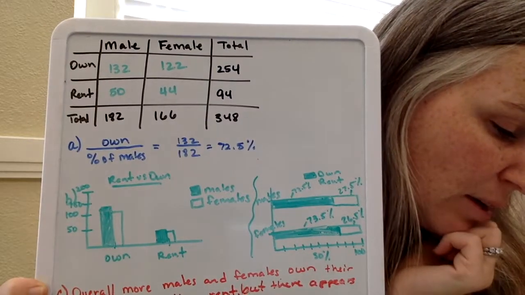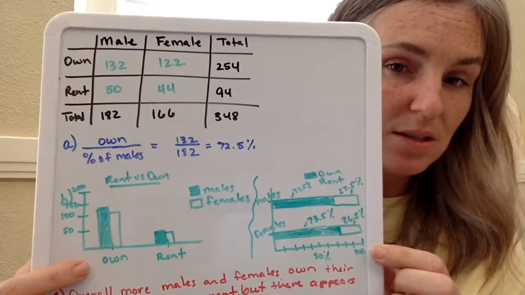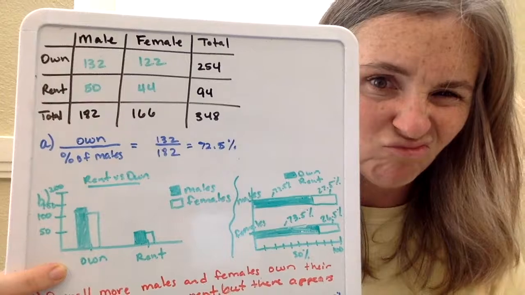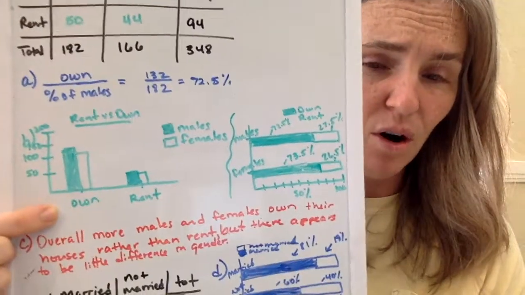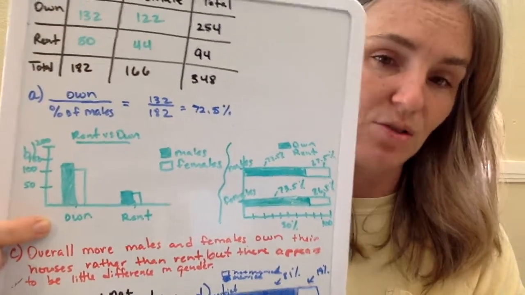Then part B says make a graph to compare the distribution. You might do this, right? But it's really not as helpful as you want it to be, except to say, okay, well, overall, more males and females own their houses rather than rent.